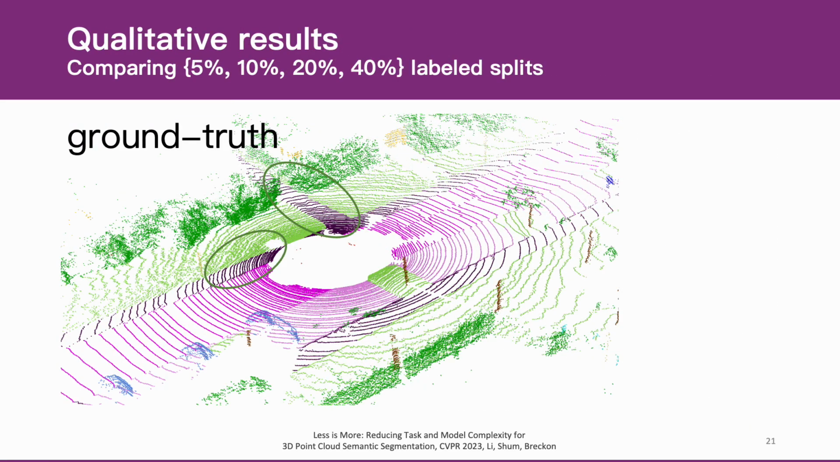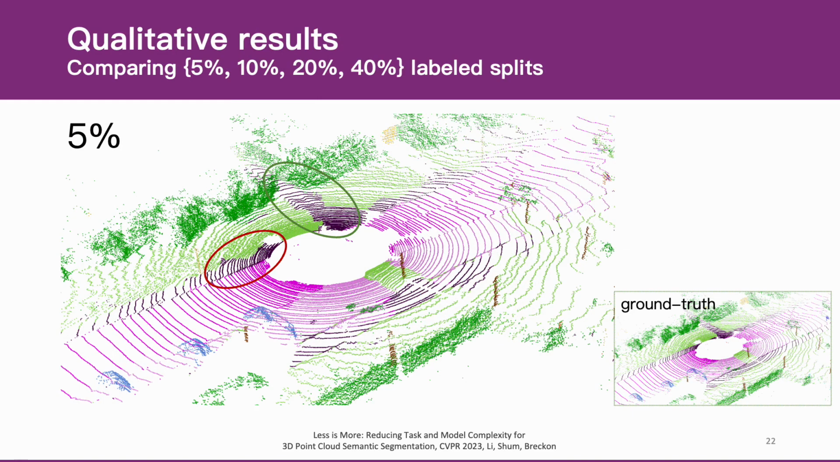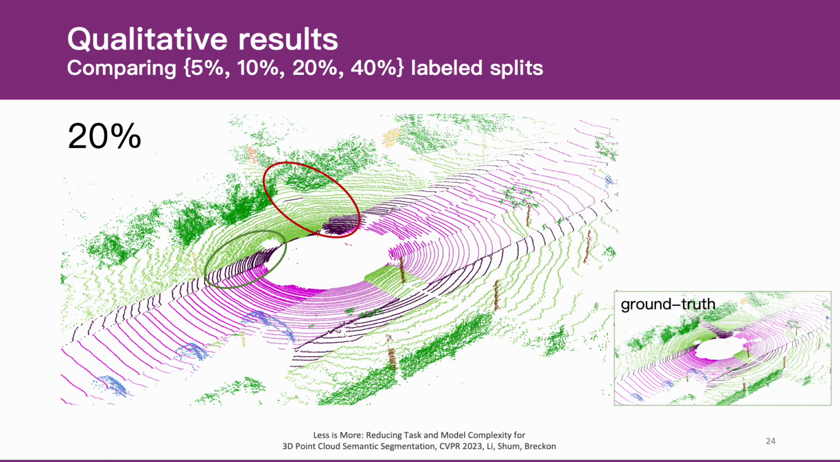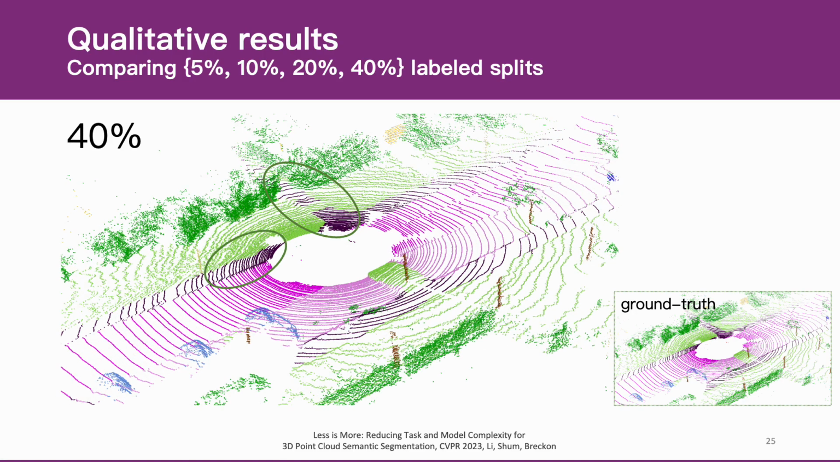Here we show the qualitative results. This is the ground truth. Areas of improvement are highlighted in green, while the areas that are not satisfactory are in red. Our model performs very well on small ratio sampling splits, for example, 5% and 10%. The 40% results show our method can even accurately segment many details, such as poles and intersections.